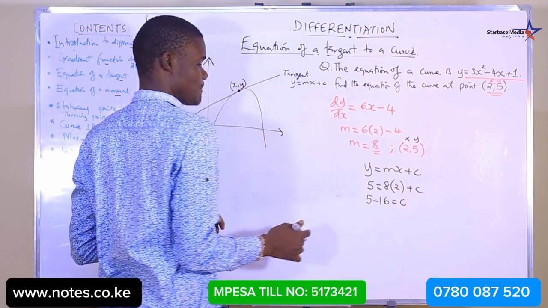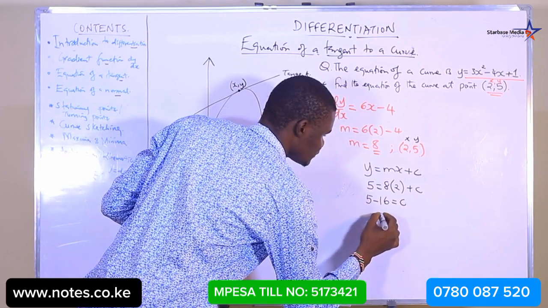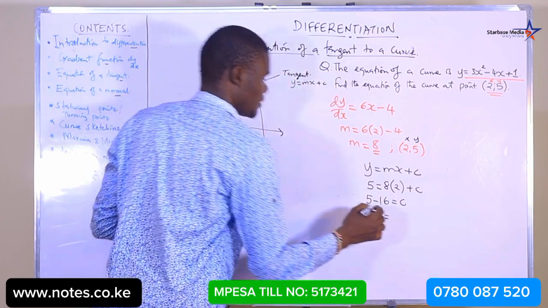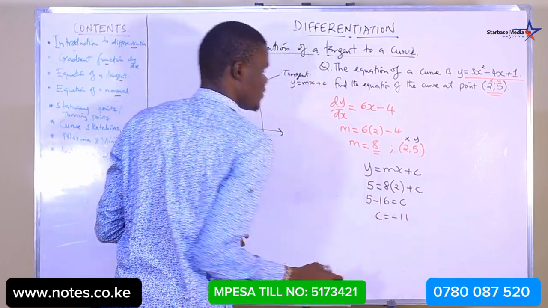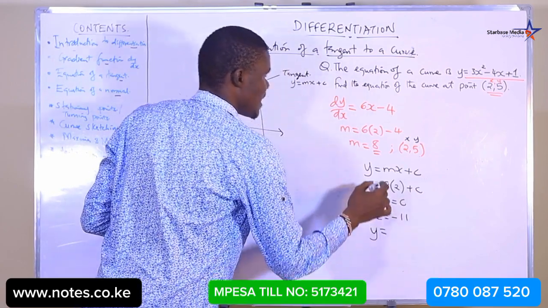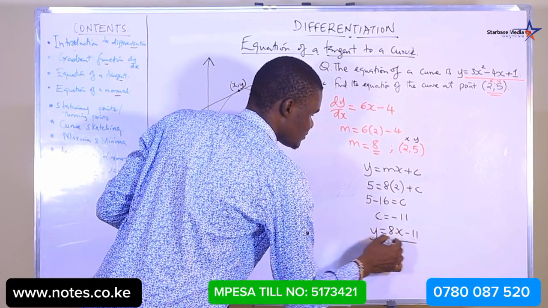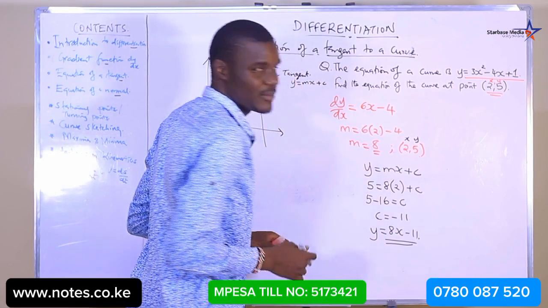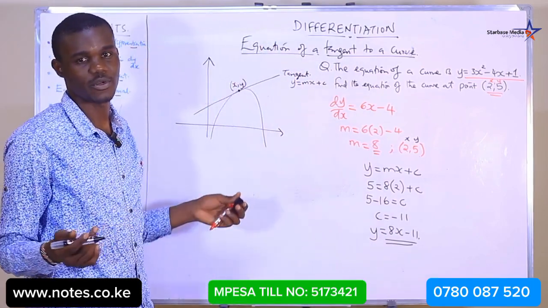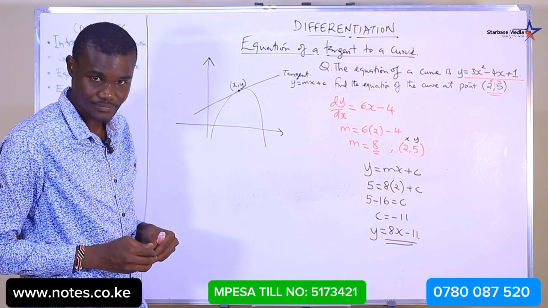What do you get? What is c? Negative 11. So your equation will be y equals 8x minus 11. Simple. Let us look at a second example so that you understand better.